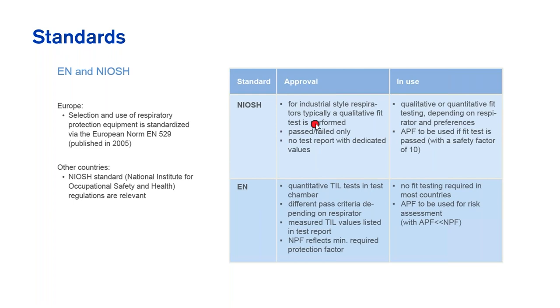In general, the approval type for NIOSH is based on an industrial style, and they only test based on pass or fail, usually on the quality of the filter itself, with no test report dedicated to the values. But for the EN, we actually use the TIL test in a test chamber, total inward leakage, to check the different pass criteria, which depend on the respirators. So the NPF reflects the minimum requirement of the protection factors.